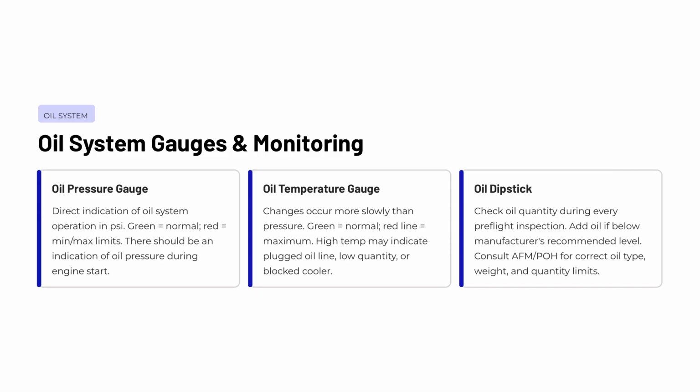The oil system gauges provide essential information about engine health and must be understood thoroughly by every pilot. Let's walk through each one. The oil pressure gauge gives you a direct reading in pounds per square inch and is one of the most critical instruments in the cockpit. Green indicates normal operating range, while red markings show you the minimum and maximum limits.